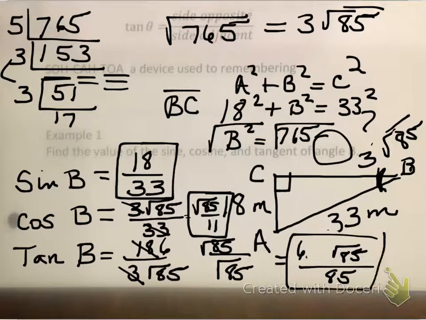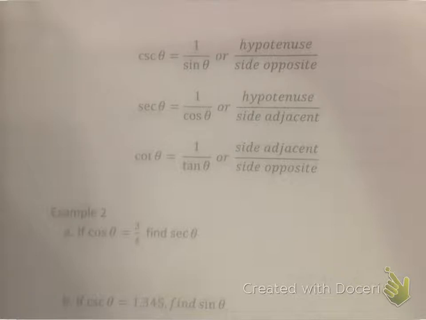And I'm sorry for the mess here. It's a little bit messy. I need to try to erase it as I go, I guess. All right, thank you. Let's go on to the next page. So we can't have rads in the denominator. All right, next page we have the reciprocal of these trig functions.